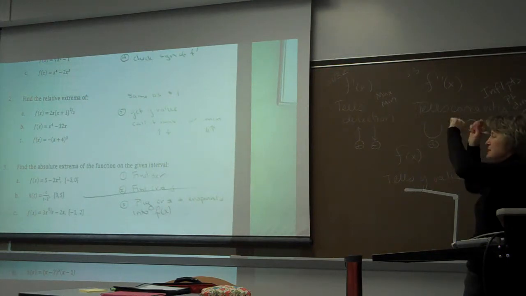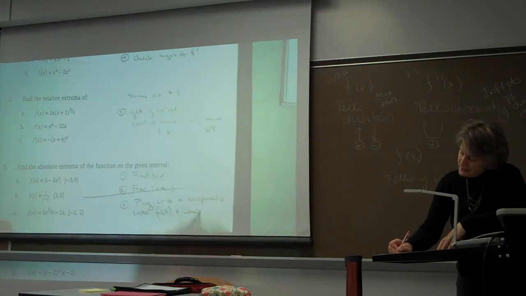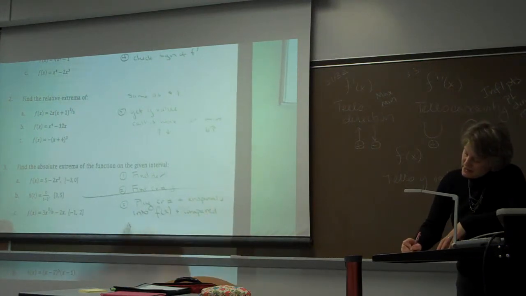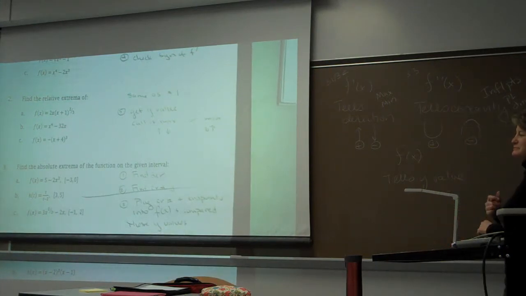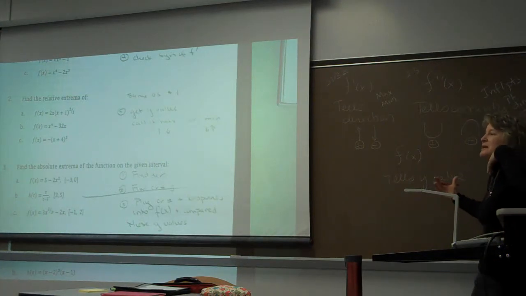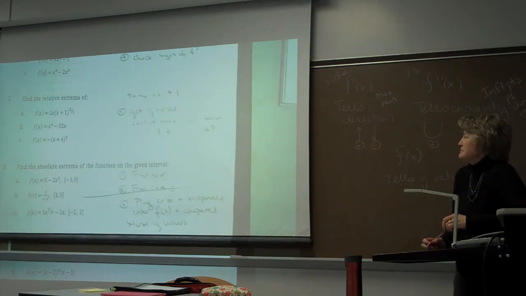We plugged them all into the original function and we compared these y values. And the biggest was the max and the smallest was the min. So once you get the critical values on absolute, it doesn't have anything to do with the derivative. You're not looking for turnaround. You're just looking for biggest and smallest. Absolute. If your critical point doesn't fall in between your endpoints, you don't have to plug it in.